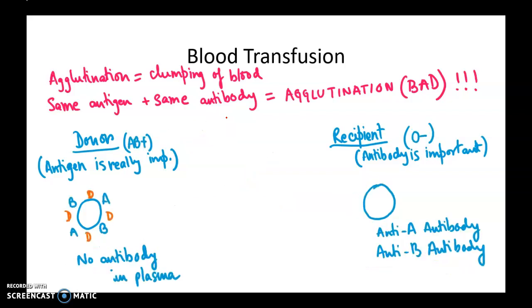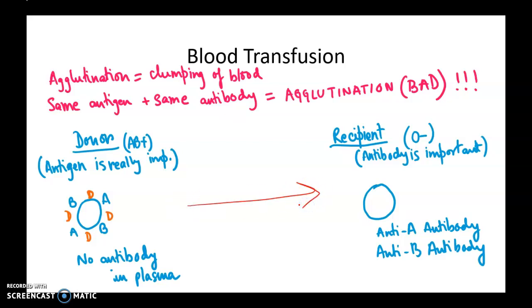Okay, another situation. We have a B positive person as a donor and the recipient is O negative. Okay, let's take a look. AB positive will have A, B, and D, all antigens on the surface of RBC, and no antibody in the plasma. The recipient, being O negative, has nothing on the surface of RBC and both anti-A and anti-B antibody in the plasma. Let's look at the transfusion.